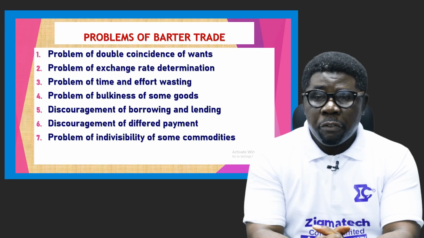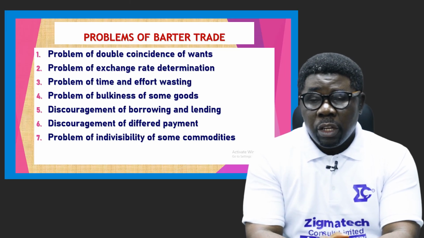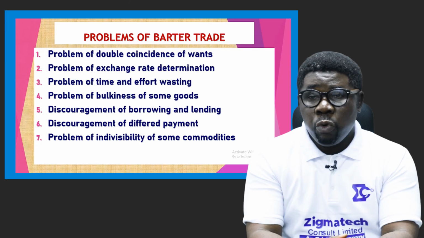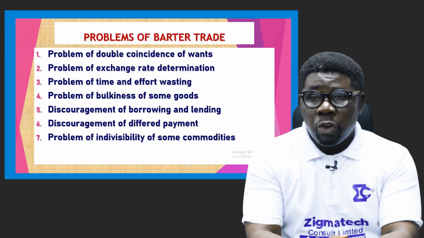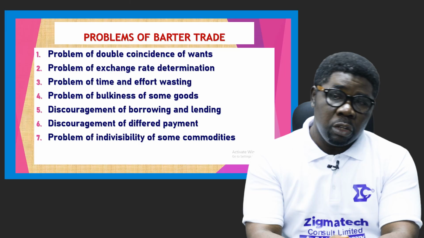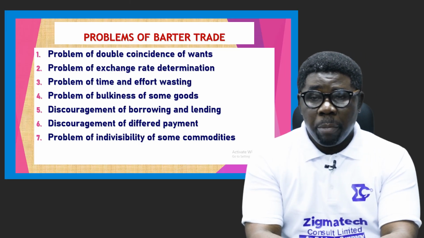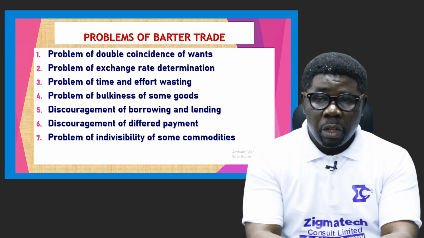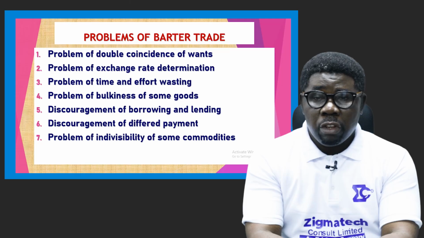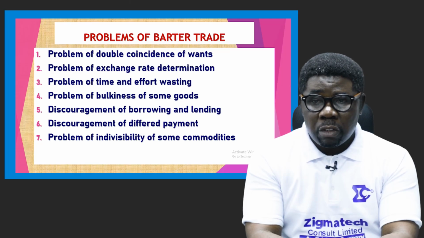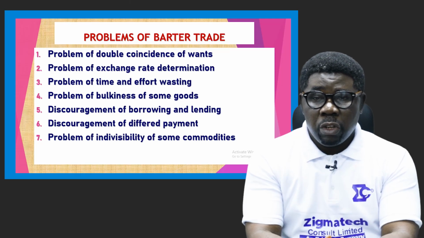Then you have the problem of time and effort wasting. Yes, it takes time to find who has what you want and who needs what you have as well. So this is also a problem. That time and effort wasted, it can stay days and possibly weeks without seeing who you will trade with. So that's a problem. It wastes time. It also dissipates your efforts in trying to satisfy your needs. So yes, a problem as well.